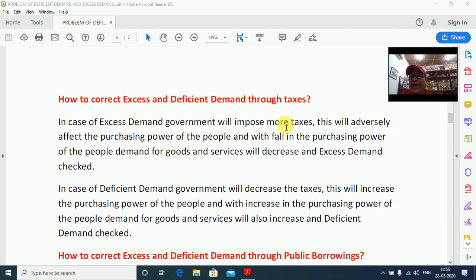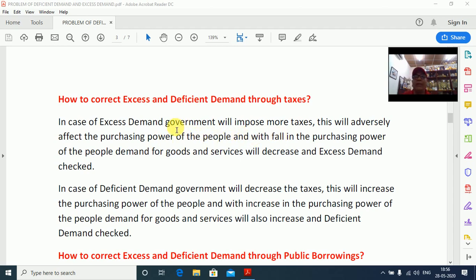If more taxes are imposed on us, what will happen to our purchasing power? If earlier the tax was 20% and I have 100 rupees, I have to pay 20 rupees to the government and 80 rupees was with me. My purchasing power was 80 rupees. But now if the government imposes more taxes, suppose 30% tax, I will have only 70 rupees. So my purchasing power has been reduced from 80 rupees to 70 rupees.